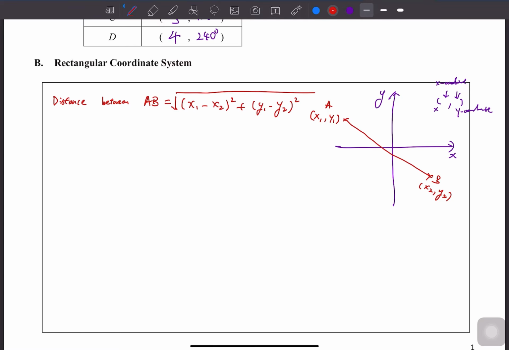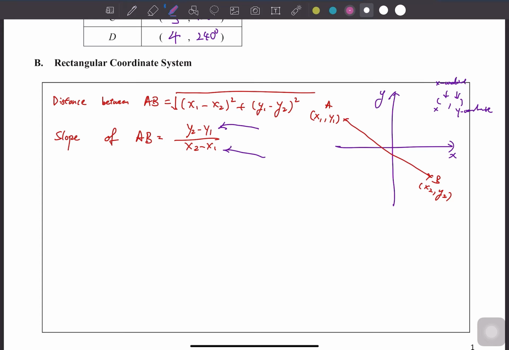The second one is the slope of AB, which is (y2 minus y1) over (x2 minus x1). Here's one reminder. You need to remember that the y coordinate is in the numerator, and the difference of the x coordinate must be in the denominator.